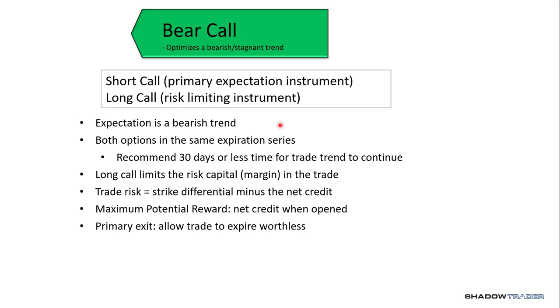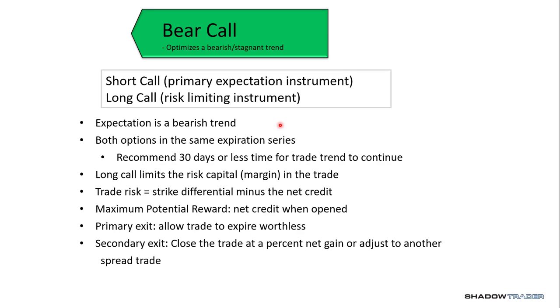Primary exit. Well, the equity continues to fall in price, we get to keep all of the credit and the whole trade expires worthless on expiration. Secondary exit. Equity doesn't do what we want as far as coming down in price or stagnating and starts to climb once again. Secondary exit would be to close this trade at a percent net gain, some of your credit, or adjust it into another type of spread trade.